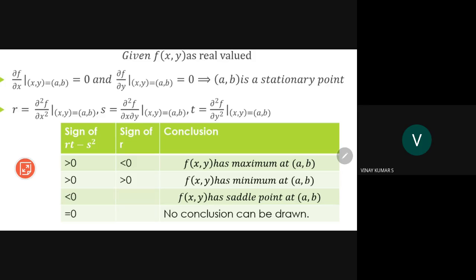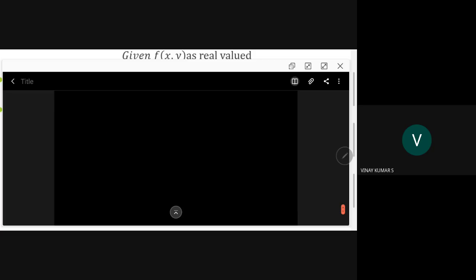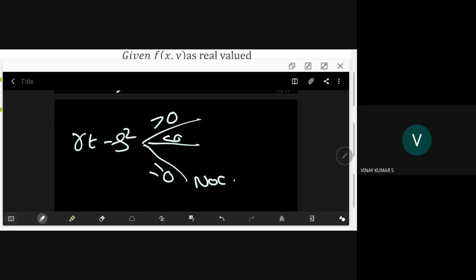That's all. So what are the conclusions here? Just see the sign of rt minus s square. What are the possibilities? You remember like this. It can be greater than 0, it can be less than 0, it can be equal to 0. If it is equal to 0, no conclusion. Don't go for any other observation.